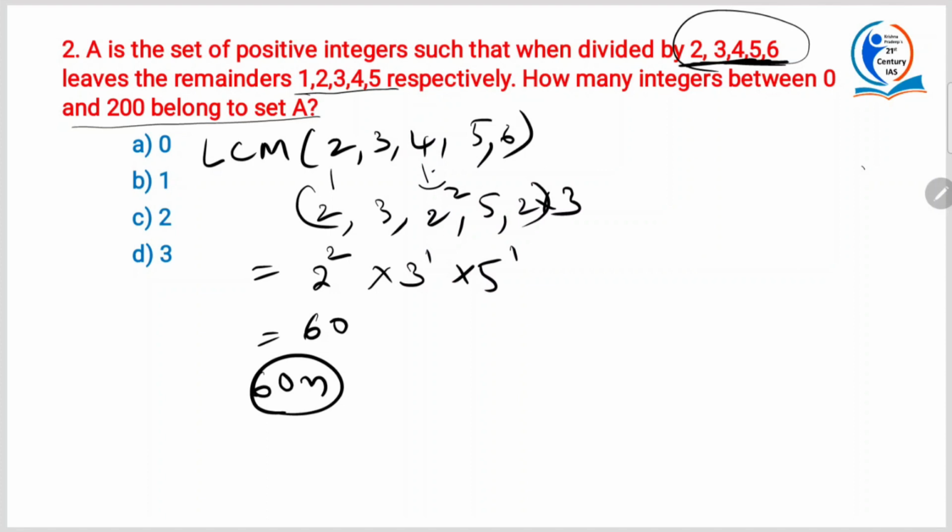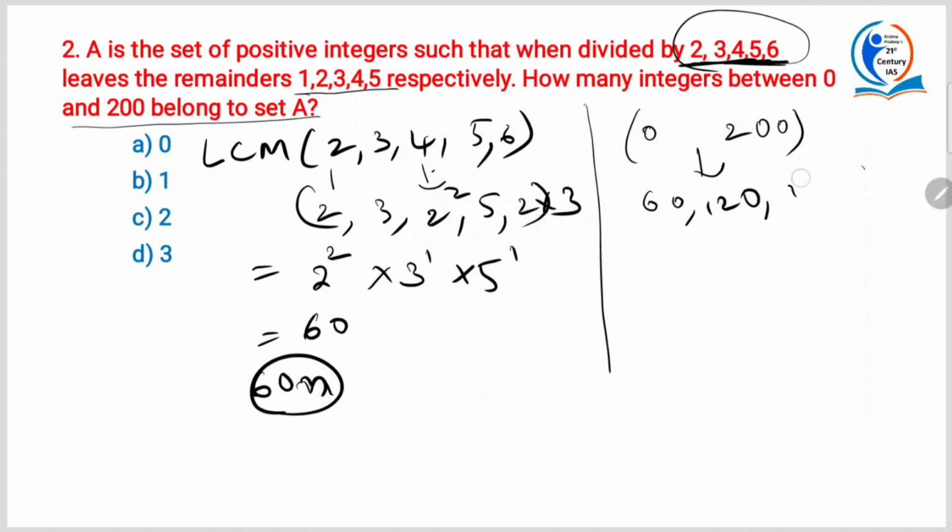Okay. Now, using common sense, let's calculate how many multiples of 60, or how many numbers of the form 60n, are present between 0 and 200. It is 3 numbers. What are those numbers? 60, 120 and 180. Now we shall see. But these are exactly divisible by the given numbers. What are we supposed to get? We are supposed to get a number which when divided by 2 leaves a remainder 1.